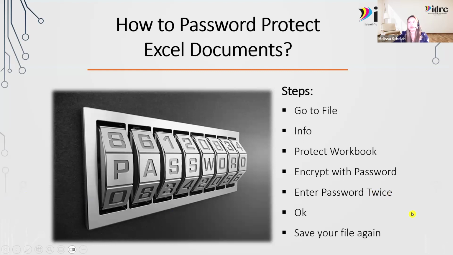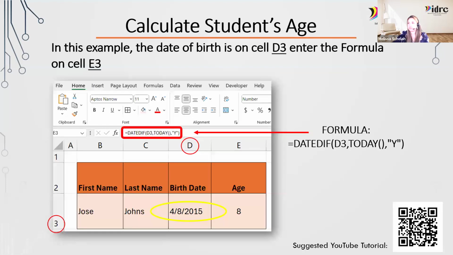So that was how to password protect a document. Now we're gonna talk about how to calculate the student's age. So for example, you received a document and it doesn't contain the age for the students. And it's a huge file and you don't want to figure it out in your head every single row.